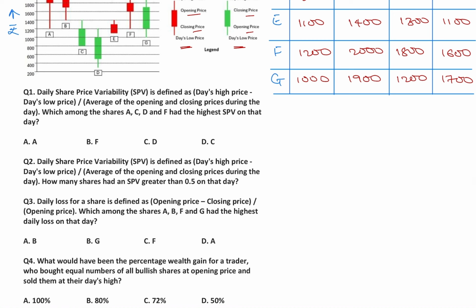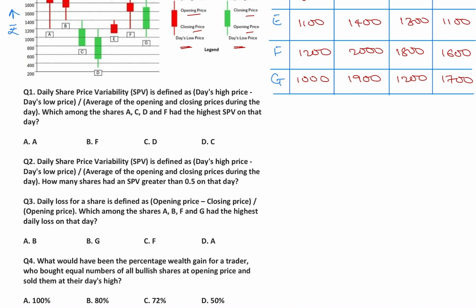So question number 1 says daily share price variability, SPV, is defined as day's highest price minus day's low price upon average of the opening and closing prices during the day. Which among the shares A, C, D, and F had the highest SPV on that day? Okay, so I need to find SPVs for A, C, D, and F.